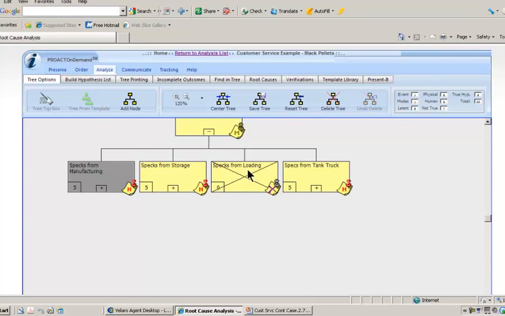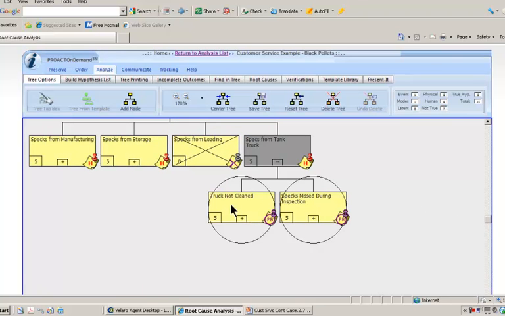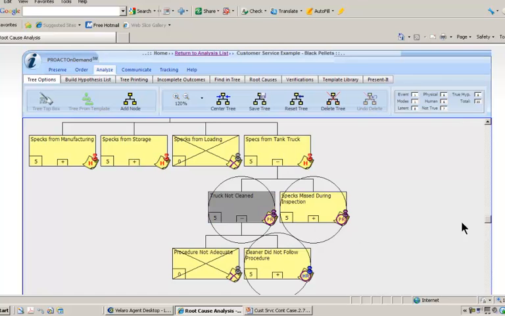Specks from loading. The loading area was looked at and found not to be a contributor of the black specks in this case. Then we moved on to the specks from the tank truck. How could we have had black specks coming in from the tank truck? The trucks were not being cleaned and the specks were missed during the inspections.